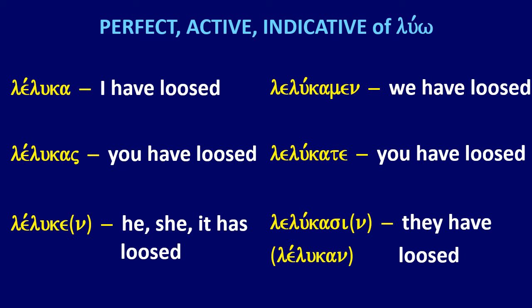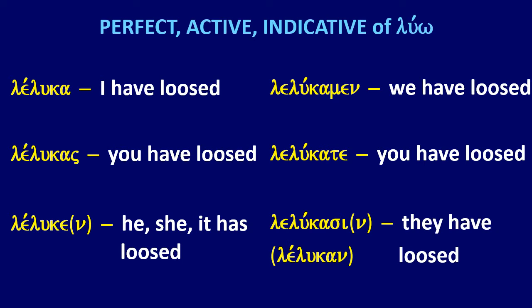And then the endings: a, as, e, or en in some cases, third person singular; first person plural, amen; ate; and asi, or asin, third person plural. You also have an alternate form of an ending, lelukan instead of lelukasi or sin. And so just note that there's an alternative ending in this case. By the way, these are the same endings that you will see as the first aorist active indicative forms.